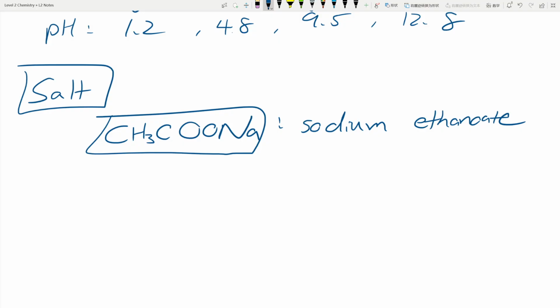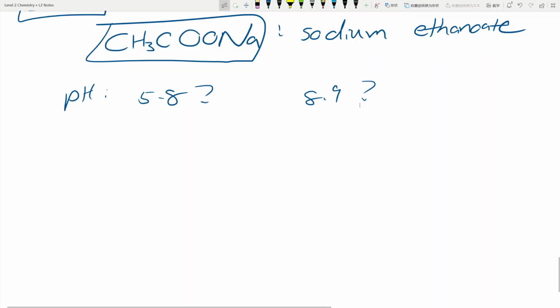If I tell you one is 5.8 and one is 8.9, and I ask which the pH is, is it 5.8 or is it 8.9? How do you decide? How would you figure it out? This is the part where you need to actually show what we're trying to do here.